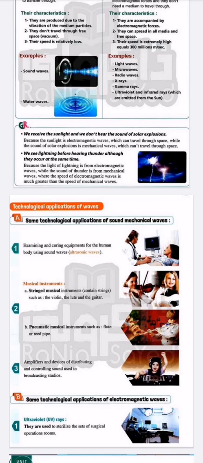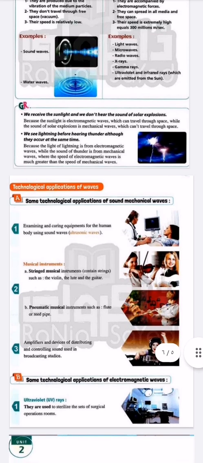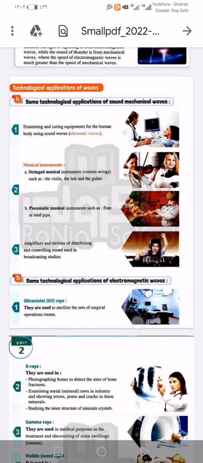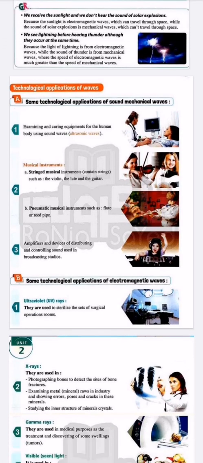The second type of application is about electromagnetic waves. Some technological applications of electromagnetic waves. Number one, ultraviolet ray. Ultraviolet rays are used to sterilize the sets of surgical operation rooms. Ultraviolet is very important for sterilization.